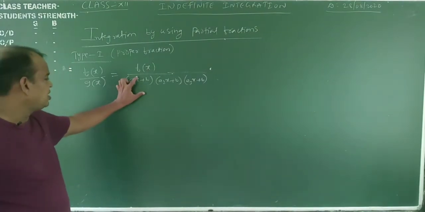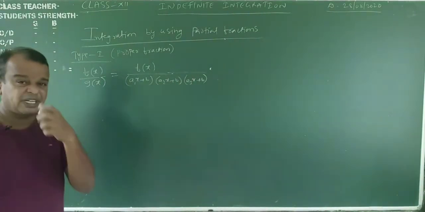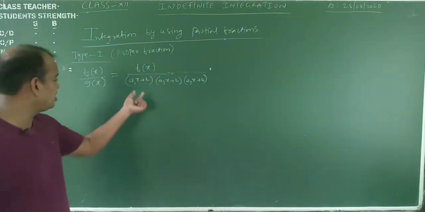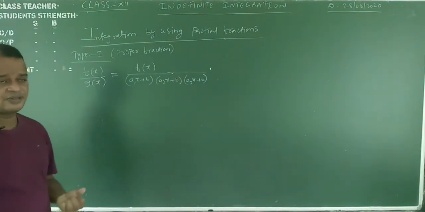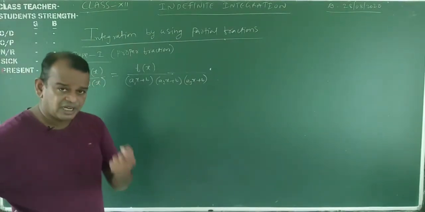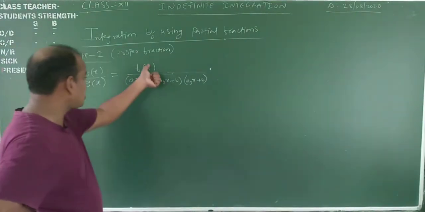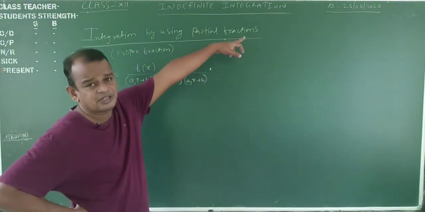This is linear. How do we say it is linear? x power 1. Ax plus b type is called linear factors. Non-repeated, is anyone repeated? No, all are different. So first type: f(x) by g(x), where g(x) is the non-repeated linear factors. This is 100% a proper fraction, and this proper fraction will be split into partial fractions.